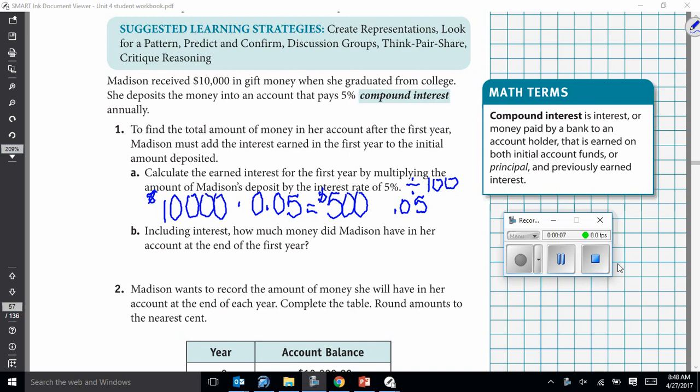So now at the end of the first year, how much does Madison have in her account? Right, so we started with the 10,000 and her interest payment is $500. So at the end of the year, she doesn't just have that 10,000, she now has the 10,500. And that's not bad for just letting the money sit in it, right? $500 to do nothing. I'll take it, right?